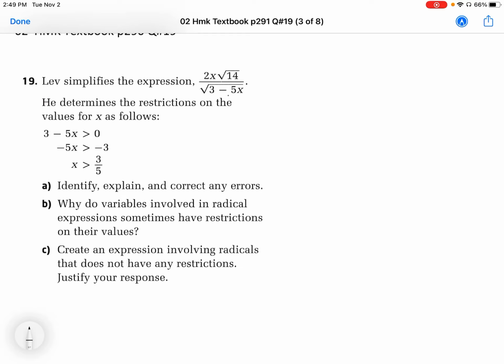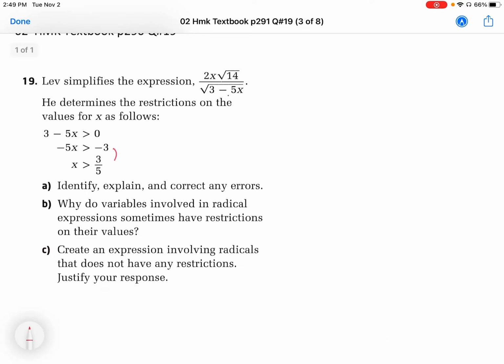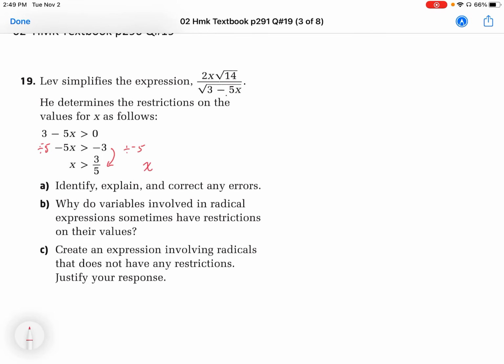So this is perfectly okay. So the next step, he subtracts 3 from both sides. And then the last step, he divides by negative 5. Now, it's in this last step where the error occurs, because going from here to here, dividing both sides by negative 5, when you divide or multiply by a negative, you have to flip the sign. So in this case here, although the answer is correct, he needs to flip the sign. So the restriction really should be x is less than 3 over 5.